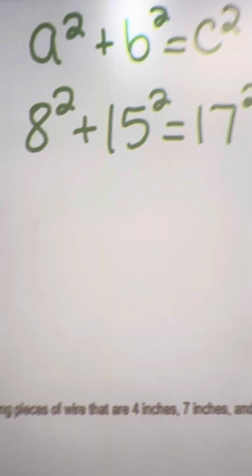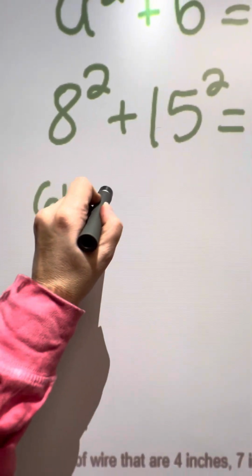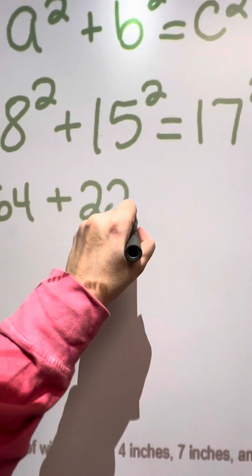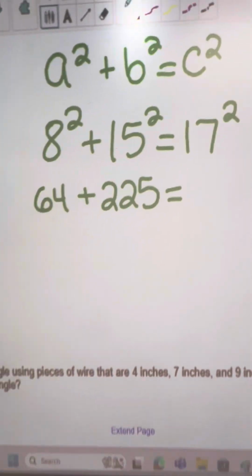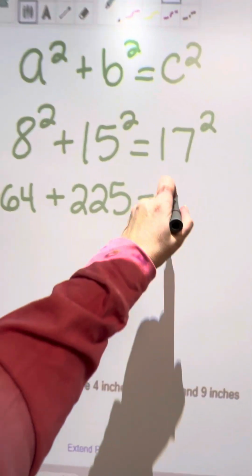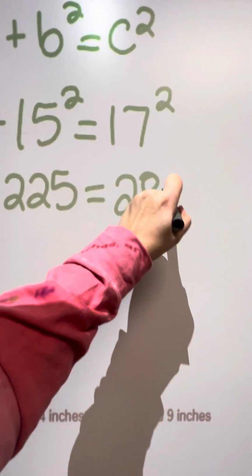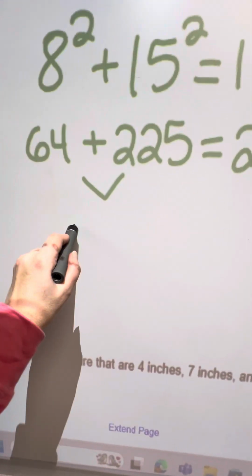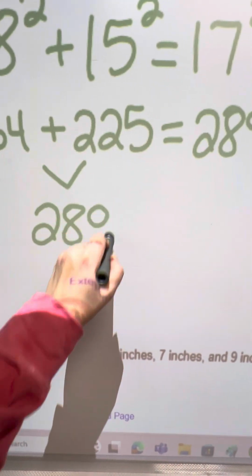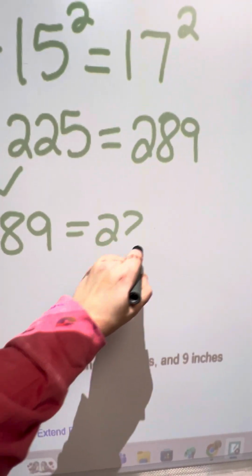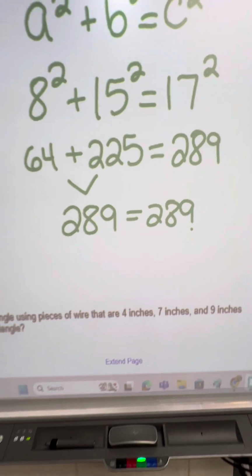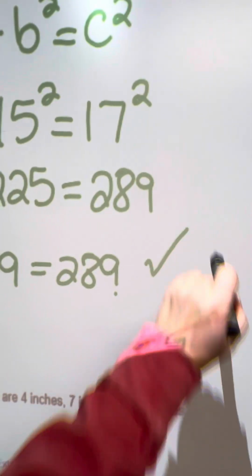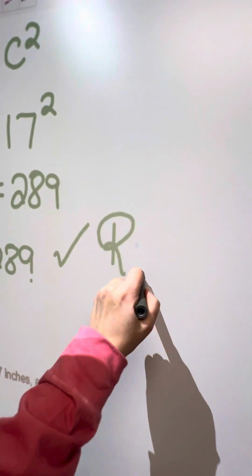So 8 times 8 is 64. 15 times 15 is 225. And then 17 times 17 is 289. So is this a right triangle? If I add these things together right here, we do end up getting 289, which does equal 289. So we are 100% sure now, using the Pythagorean theorem, that this is a right triangle, and it does work.